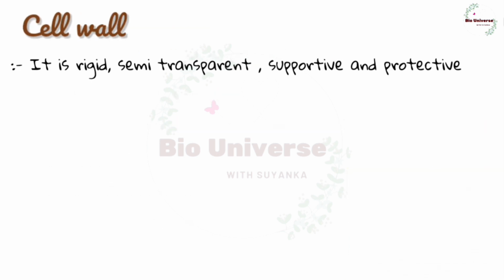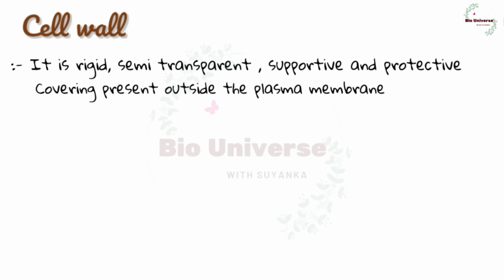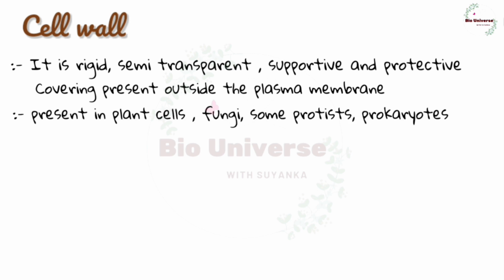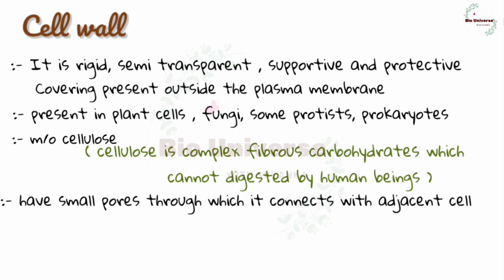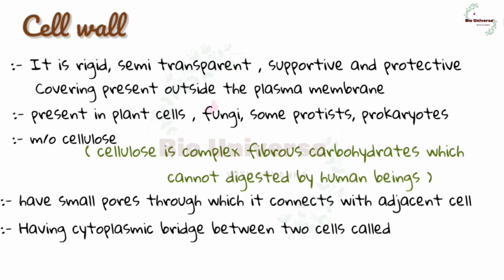Cell wall. The cell wall is a rigid, semi-elastic, semi-transparent, supportive and protective covering present outside the plasma membrane in plant cells, fungi, some protists and prokaryotes. They are mainly made up of cellulose. Cellulose is a complex fibrous carbohydrate which cannot be digested by human beings. It is the most abundant organic molecule. The cell wall possesses many small pores through which adjacent cells remain connected. These pores, having cytoplasmic bridges between adjacent cells, are called plasmodesmata.